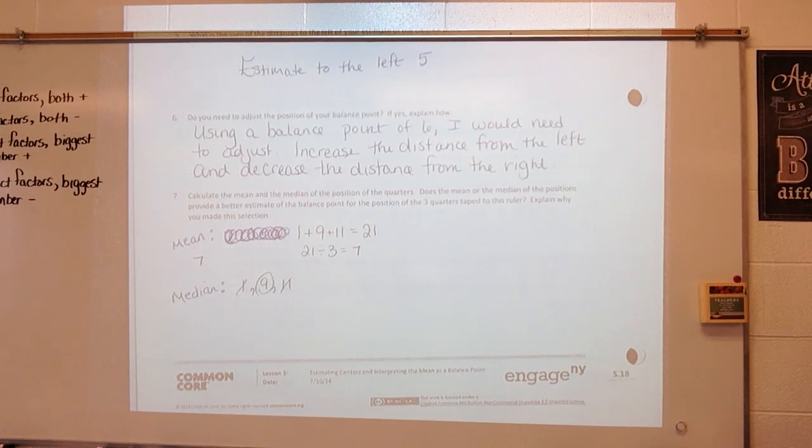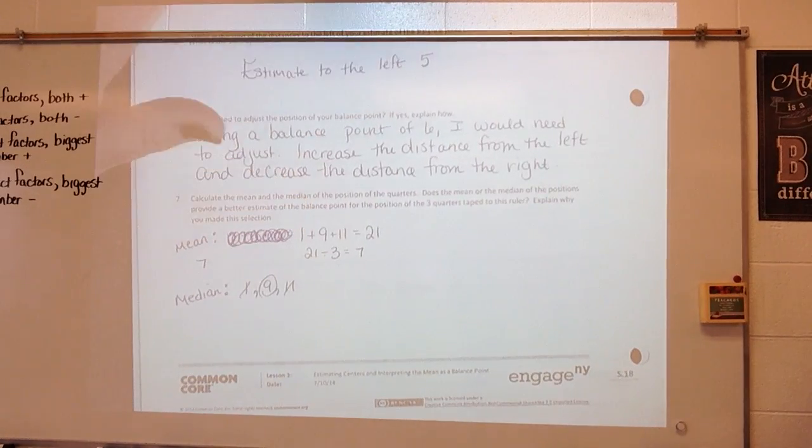Which one provides a better estimate of the balance? Well, let's think about this. If I put it on 9, that is a position of one of my quarters. It's probably going to be too far. I don't need to adjust a whole lot. So my mean is probably a better estimate of the balance point.